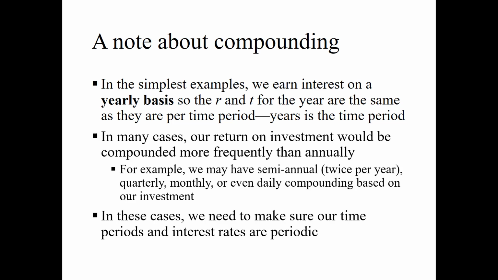In these cases, we need to make sure our time periods and interest rates are periodic. In other words, if we know that we pay interest every month, and we have to pay interest for 12 months, then our interest rate might be quoted as a per month rate, and our time periods would simply be the number of months that we're going to pay back the investment.